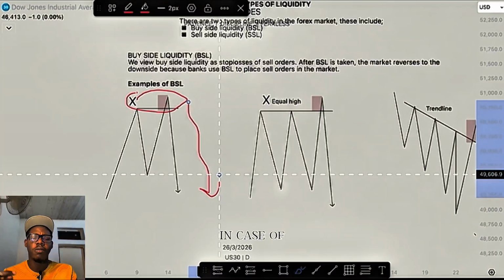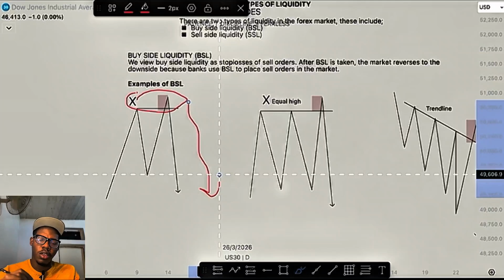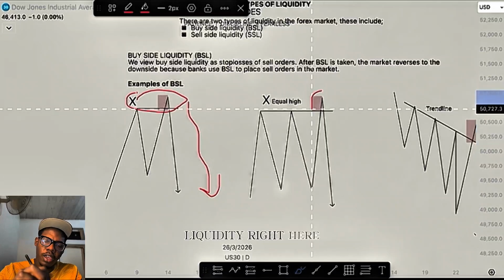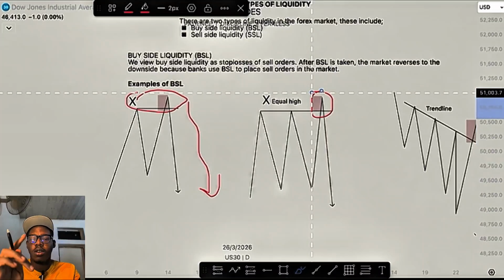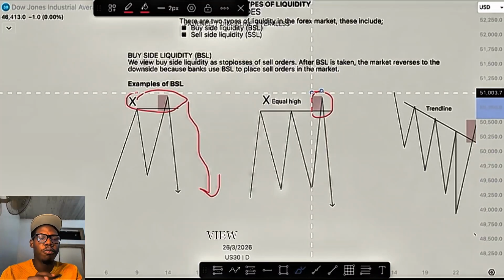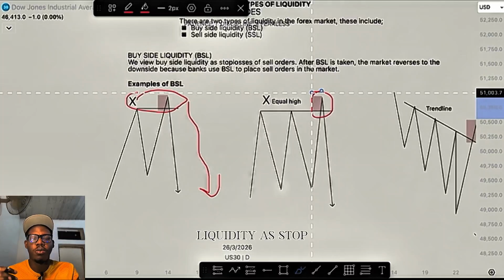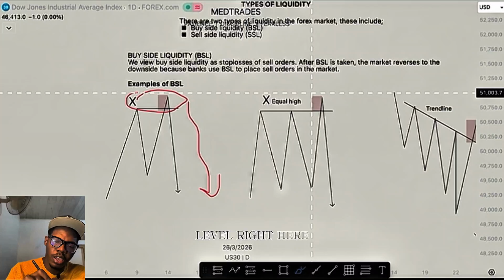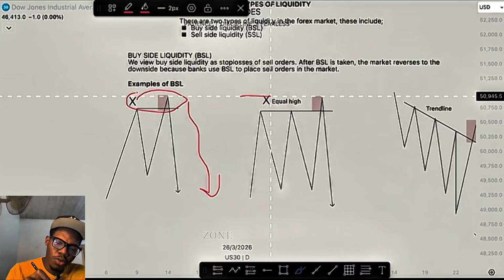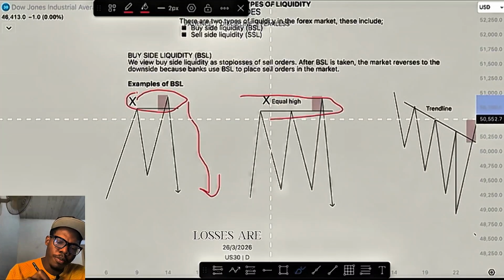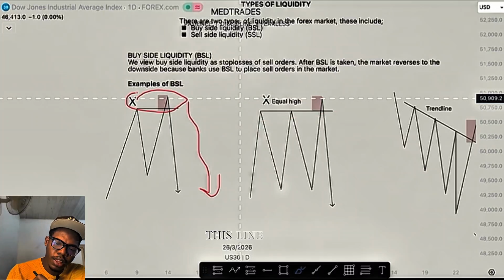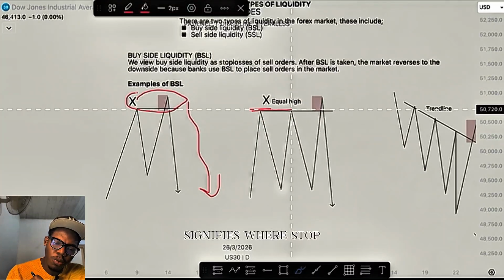Now, in the case of equal highs, you can see price came here and swept this whole liquidity right here. You understand? Now, what did it say? It said that we view buy side liquidity as stop losses of sell orders. So at this zone here, stop losses are placed. This line here signifies where stop losses are placed.